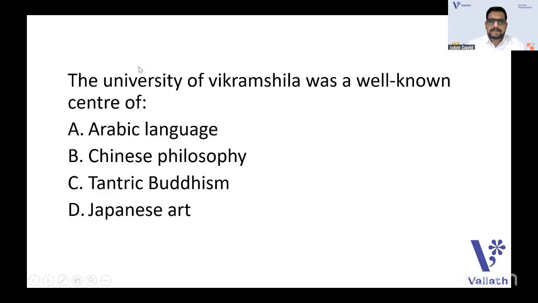The University of Vikramshila was a well-known center of Arabic language, Chinese philosophy, Tantric Buddhism, and Japanese art. It's a question from the higher education part. You should learn about the ancient universities. What is the answer? Guys, I need the answers from you on the chat box. Yes, the answer is Tantric Buddhism. It was a well-known center for Tantric Buddhism.